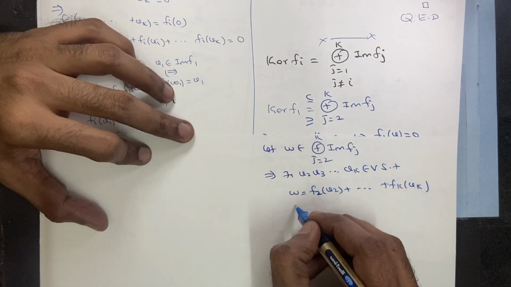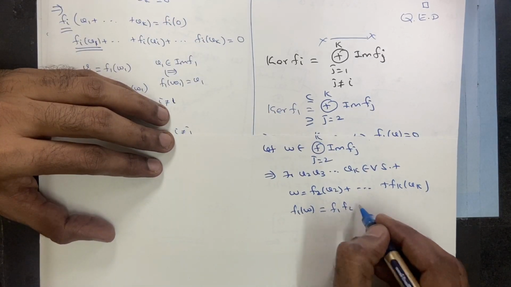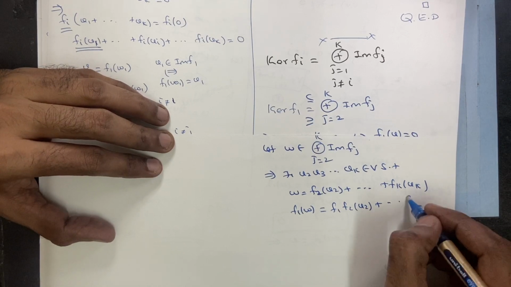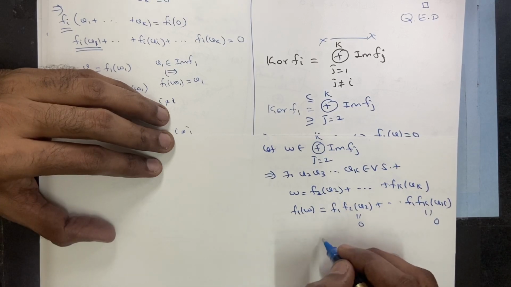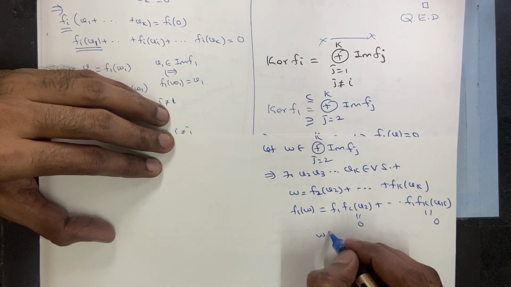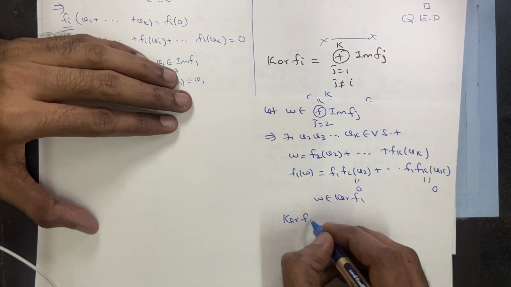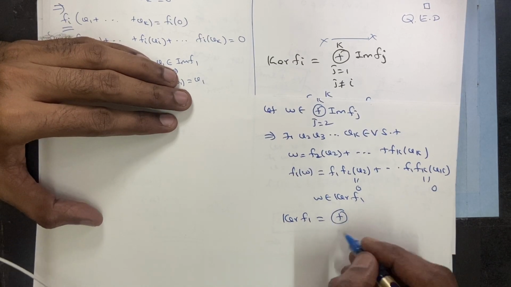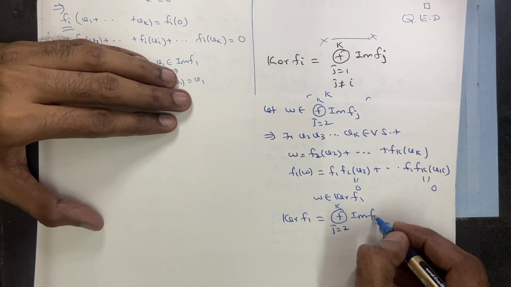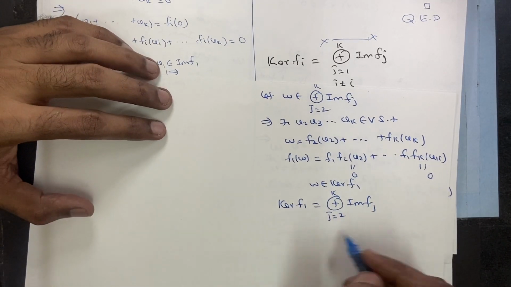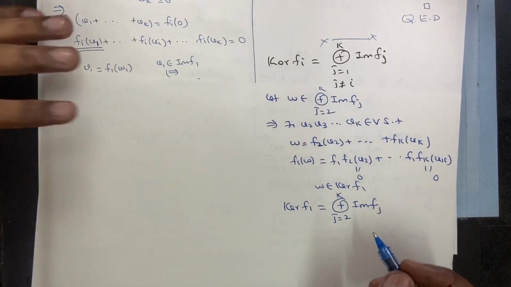Fine. Now what is f1 of w? We want to show that f1 of w is 0. f1 of w is f1 of f2 of v2 etc. up to f1 of fk of vk, and we know these are all zeros, and therefore f1 of w is 0. Therefore w belongs to the kernel of f1, and hence we have shown that the kernel of f1 is nothing but the direct sum of j running from 2 to k of the image of fj. Therefore, these projection maps project along the direction of this and onto the image of the fi's. That's what we wanted to claim.